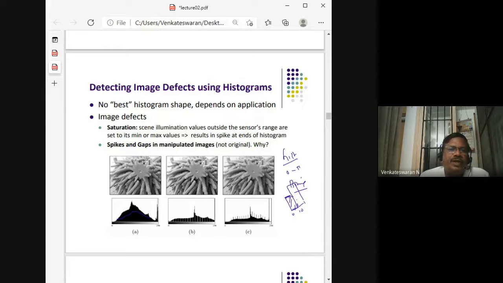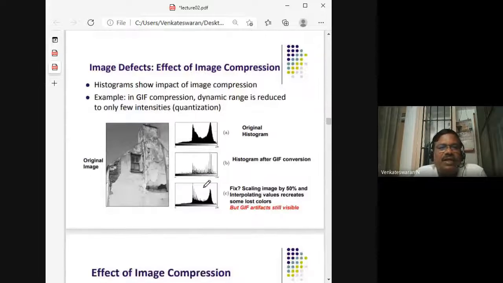By looking at these histograms, you'll be able to see certain defects. There are saturations. Saturation means you get more intensities on this side. For example, this shows there is saturation in the intensity values, which results in spikes at the ends of the histogram. So this is some of the information you can understand from looking at the histogram. These are image defects.